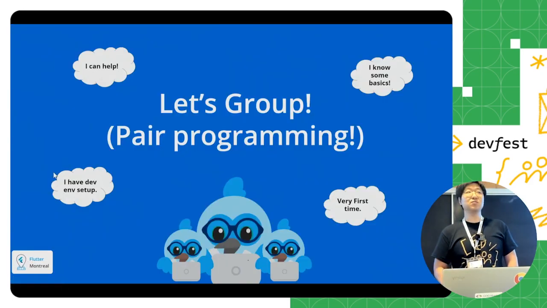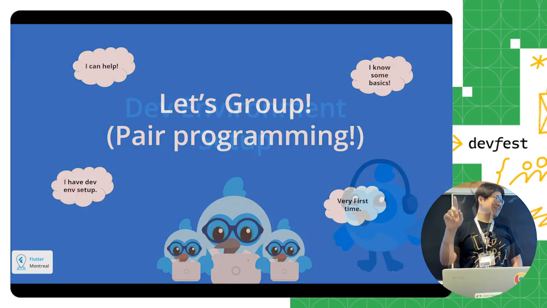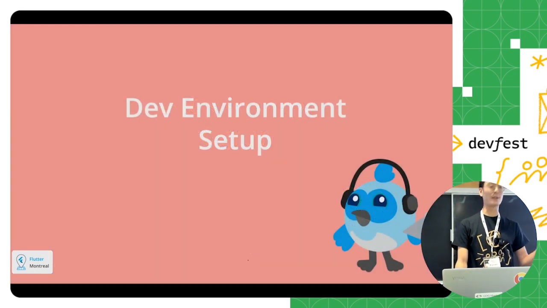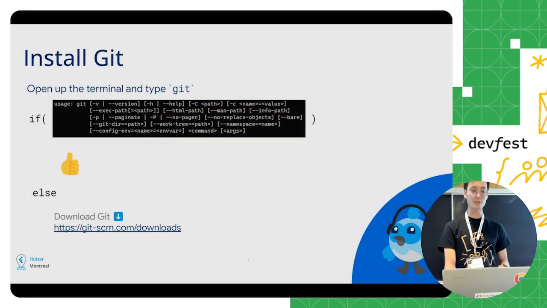All right, so I don't think everyone has a laptop. I don't think everyone has the environment, right? So I want to do pair programming. We're going to start with the basics. For this session, you will need Git. In the USB, you have Git. I think most of the people have it.